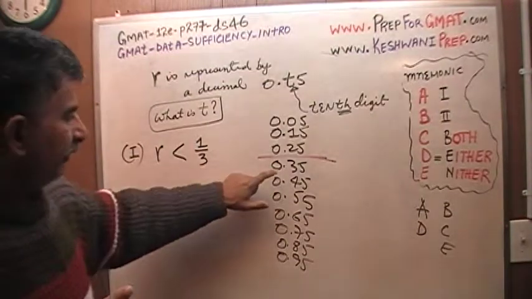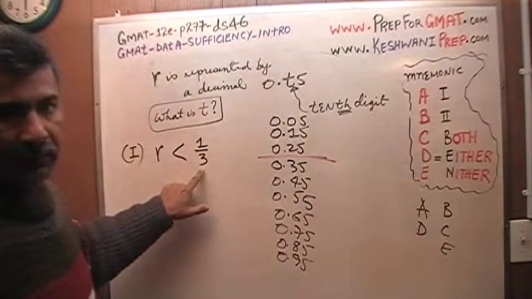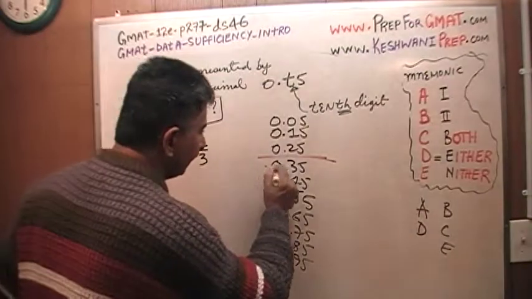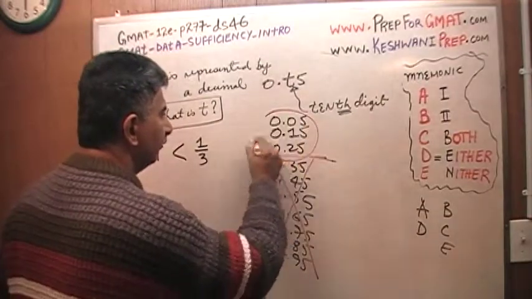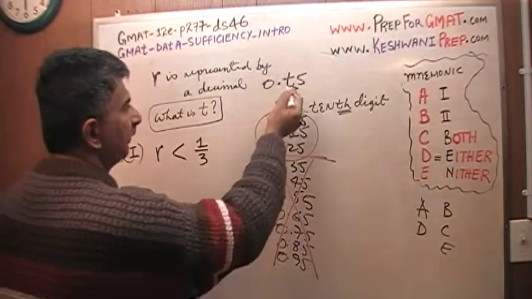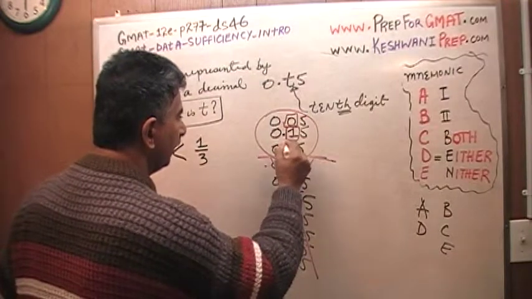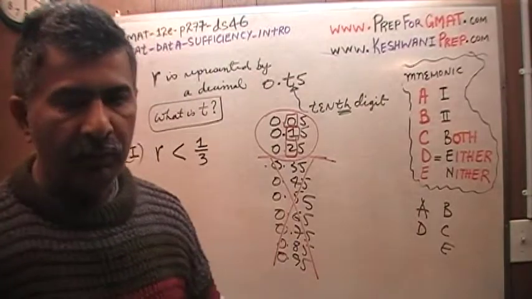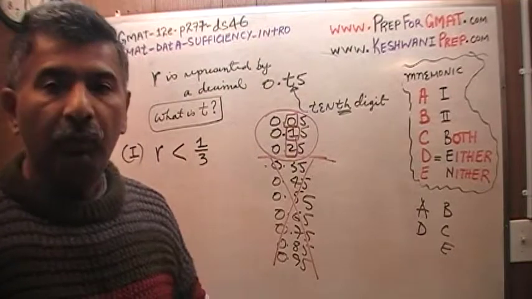If it were 0.35, it would have been more than 1/3. But since we are told that r is less than a third, all of these things are ruled out. It has to be one of these three values. The t that we're dealing with has to be either a 0, or a 1, or a 2. But still, that does not alter the fact that we do not yet know what t is.